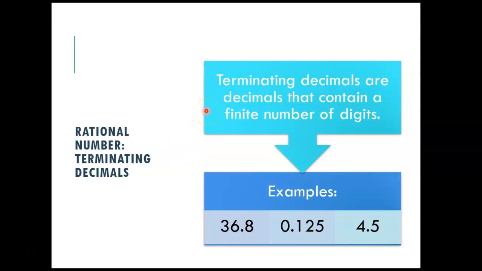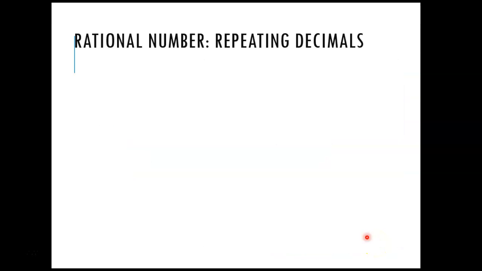Now let's begin by discussing rational numbers that are terminating decimals. Terminating decimals are decimals that contain a finite number of digits. Let's focus on this word finite. That means it does end. So it's terminating, the decimal's terminating. So 36.8, 0.125, or 4.5.